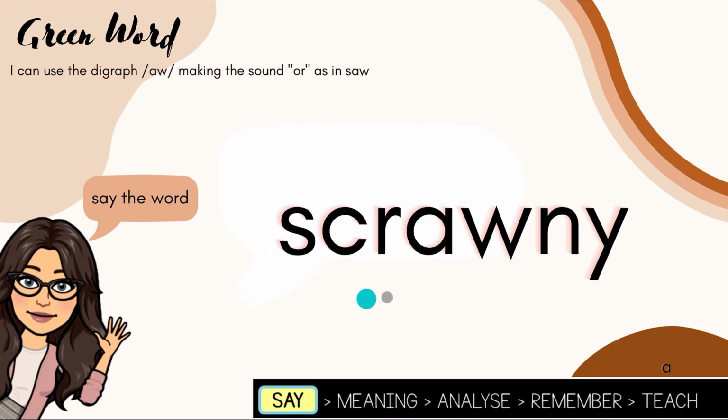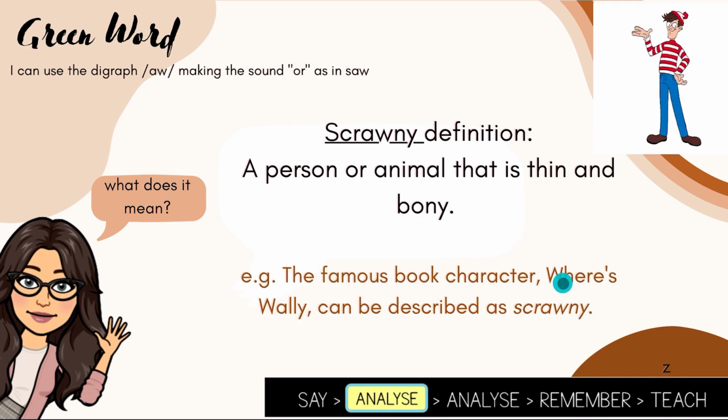Okay, the next word and the final word we will be looking at today is the word scrawny. And scrawny comes from our green word column. Can you please say the word scrawny? Scrawny is defined as a person or animal that is thin and bony.